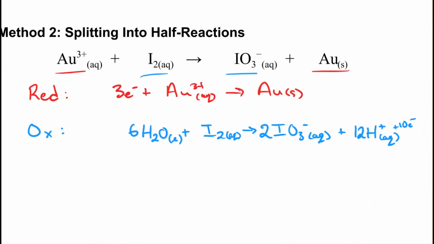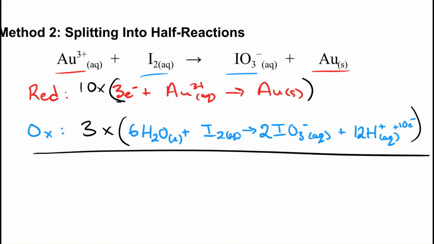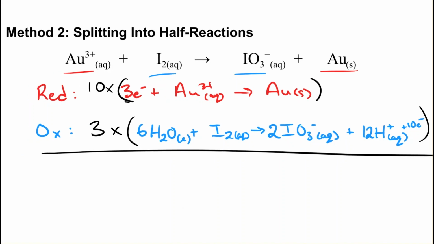So now we've got to cancel out. We've got our reduction and we've got our oxidation, so we've got to cancel out the electrons. The only way we can do that is by multiplying this by 10 and multiplying this by 3, and we're going to combine them together. So we're going to get 10 gold ions, 10 Au3+ ions, and I'm going to forego states of matter only because I want to do this quicker. The electrons and the electrons will cancel out. 10 times 3 is 30, 3 times 10 is 30.